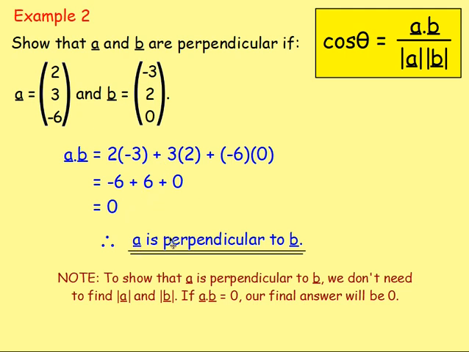And that proves then that a is perpendicular to b. As it says here, you don't need to work out the length of a and b. A dot b will be 0 because you can have 0 divided by something. So you're needing that 0. You don't need to work out the lengths.